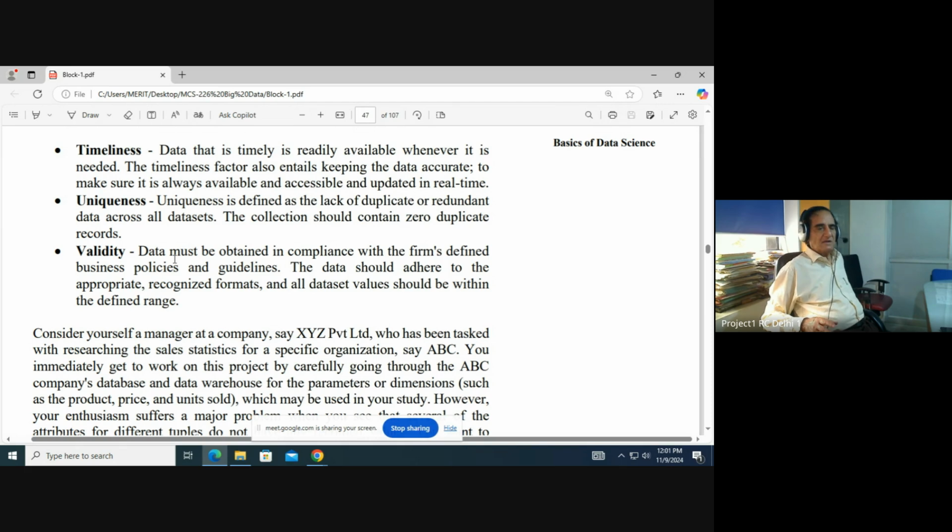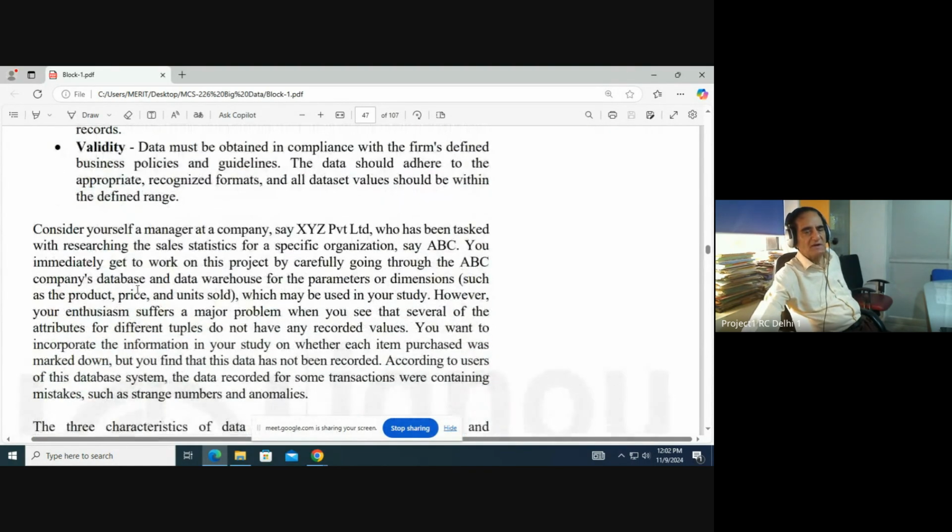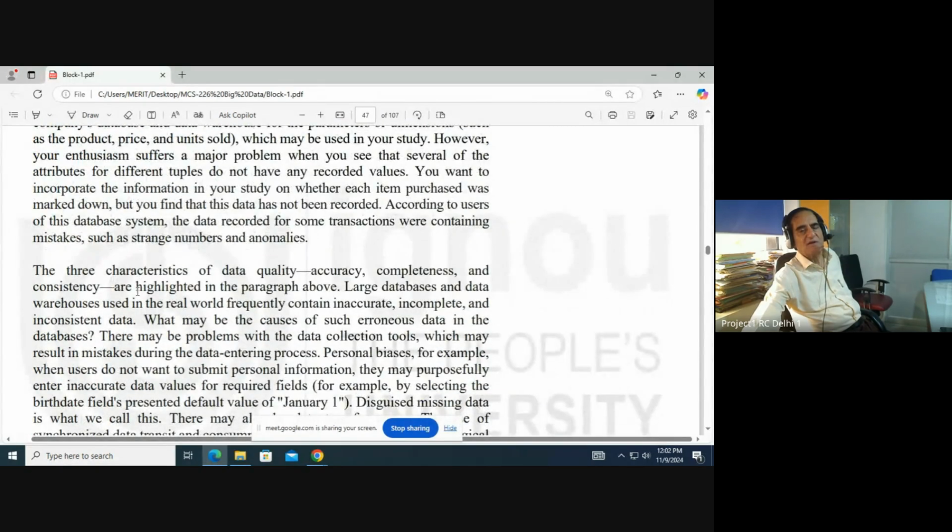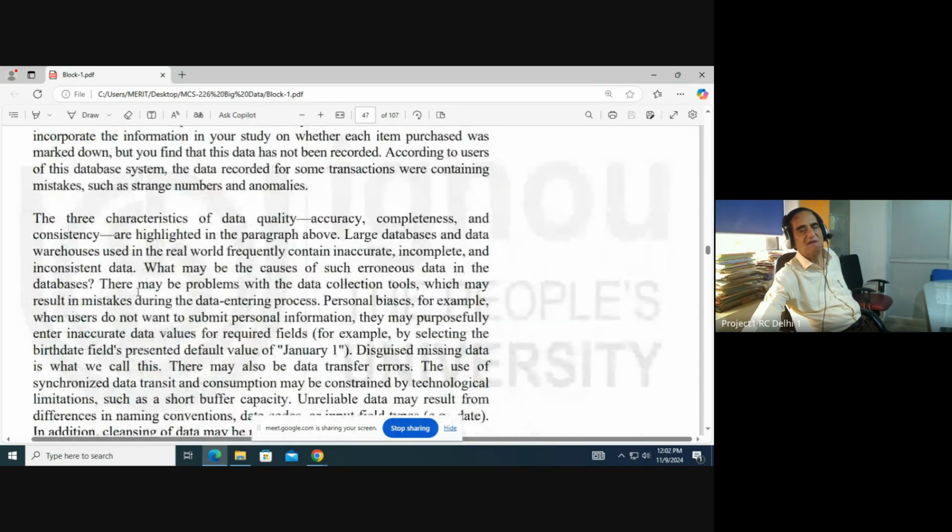Again, somebody is giving in millibars, somebody is giving in inches, somebody is giving in meters, somebody is giving in feet. So meter and feet are very different. 1 meter is equivalent to more than 3 feet. So that's where the problem comes. If it is said in meters and it is taken in feet, there will be a problem. So still the aircraft will overshoot and all that. That type of things are there. So you should be very careful what unit you are using. Validity should be there. Three characteristics of data quality, accuracy, completeness and consistency, are highlighted in the paragraph above.